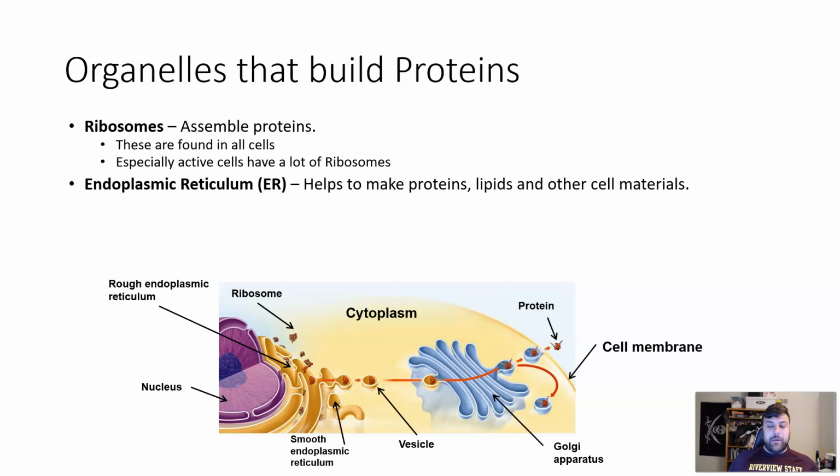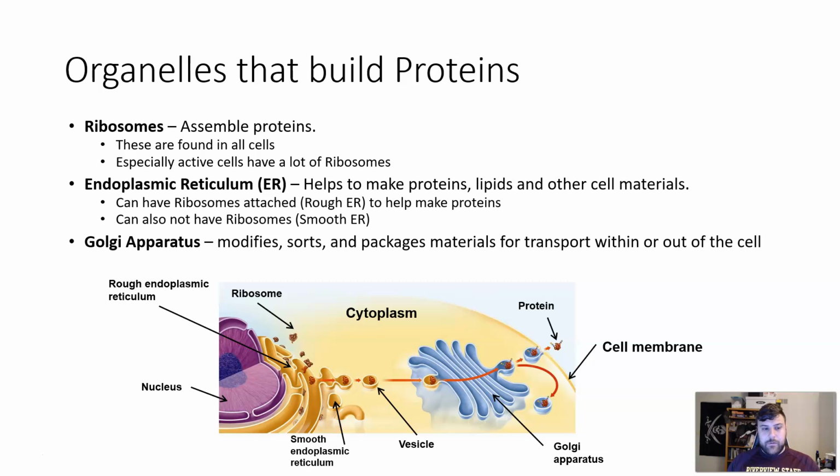Lastly is the Golgi apparatus, or the Golgi bodies. Both terms are equally correct. Recently, they've been tending towards calling it the Golgi apparatus. So that's how I'm going to refer to it. This organelle acts like the post office for the cell. It modifies, sorts, and packages materials for transport either within or out of our cell.